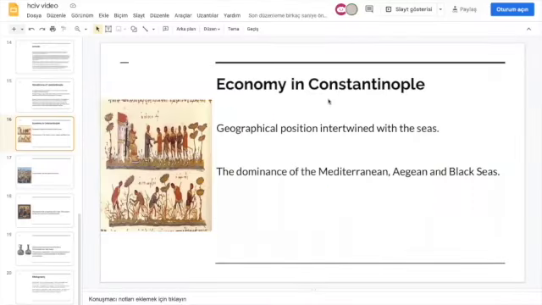Economy in Byzantine Constantinople. Byzantium had a geographical position surrounded by seas. Dominance of the Mediterranean, Aegean, and Black Seas gave Byzantium a significant advantage in trade. By holding the Marmara, Byzantium was able to reach the Mediterranean, the Aegean, and the Black Sea, and by dominating Istanbul, it almost brought the East and West together.